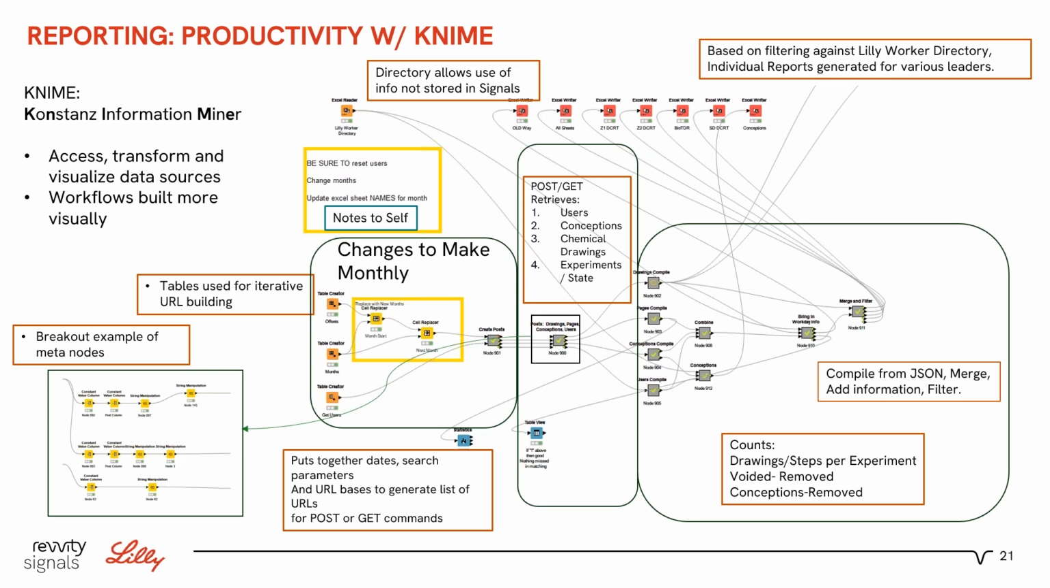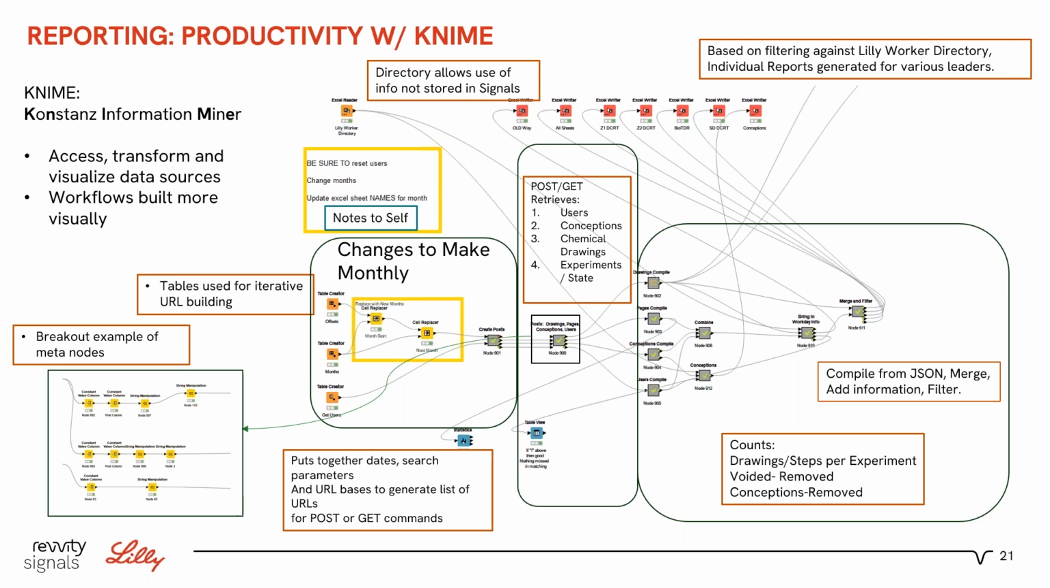So KNIME is this Konstanz Information Miner. It's a software application built by a company in Zurich. It's where they're headquartered, and we use it for quite a bit of different things at Lilly. So I used it quite a bit as a chemist to do a lot of predictions and things. I'm using it here to build my workflows to pull things from the API.